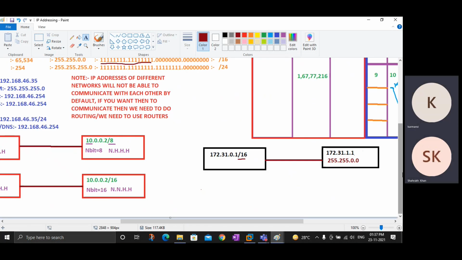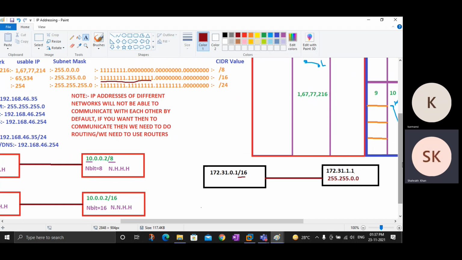So once you have identified how many network blocks there are, you can match whether the network blocks of both IP addresses are similar or not. If the network blocks are similar, that means they are of the same network and they can communicate.